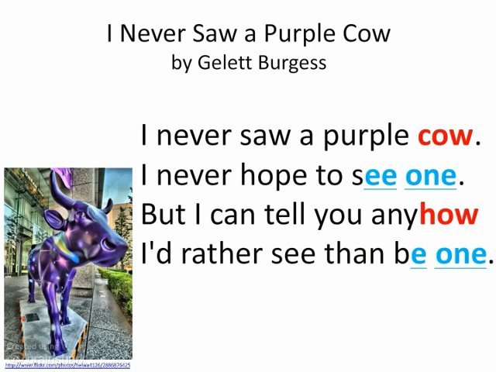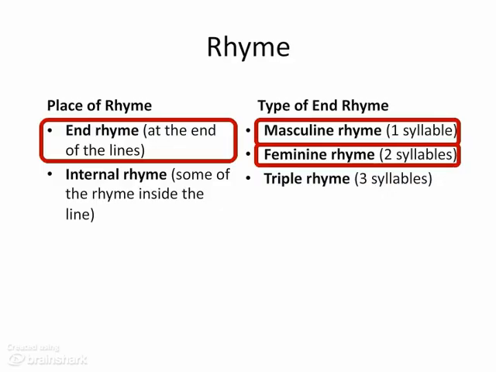There is one syllable that rhymes, so that's masculine. And the words see and be are also at the end of the line, so that's end rhyme. But here we have two syllables, so it's a feminine end rhyme. Okay, let's sum up at this point. Our poem has masculine end rhyme, and it has feminine end rhyme.